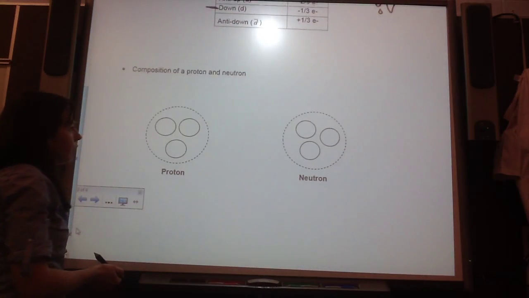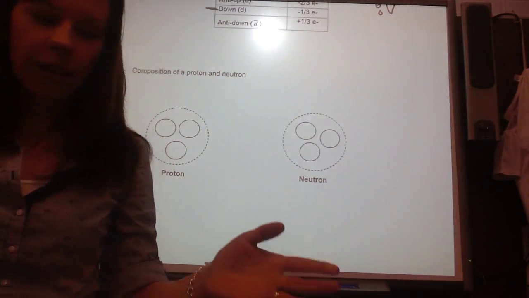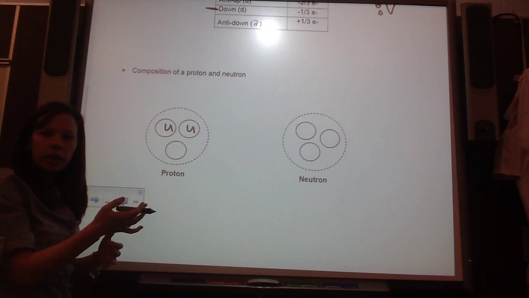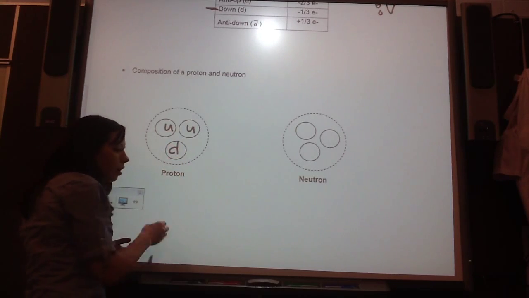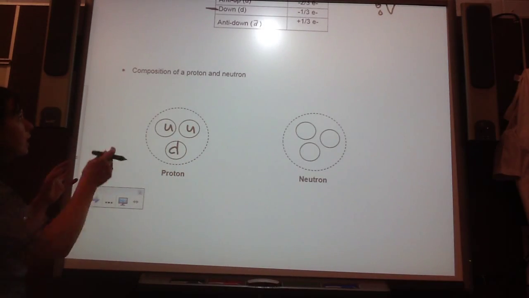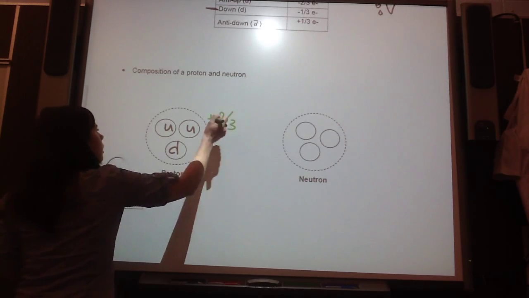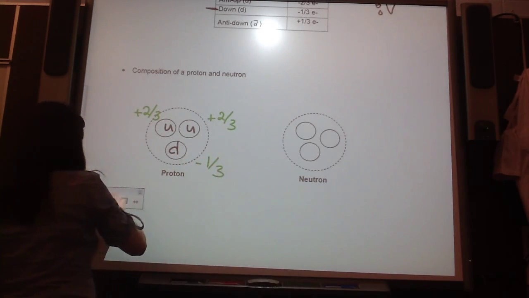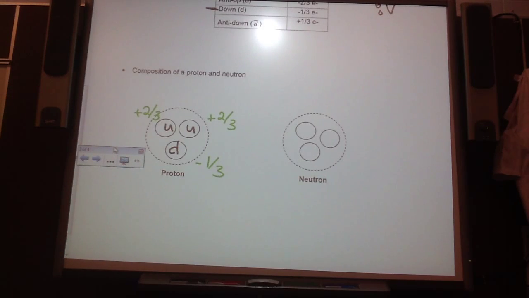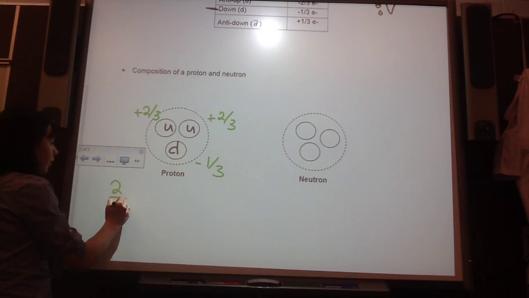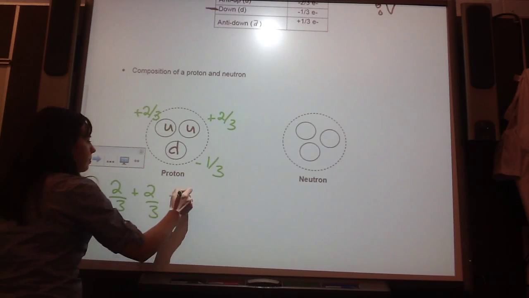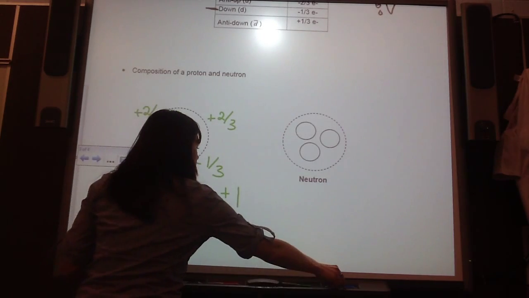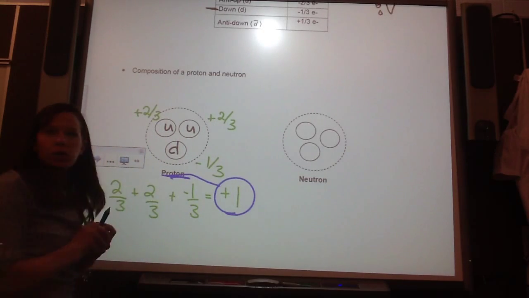When we think about a proton and a neutron, as I said at the beginning of the lesson, the proton has two up quarks, which I'm going to represent with a U now since I know that's its symbol, and it has one down quark. Let's conceptualize what each charge is. The up quark is positive 2/3, and the down quark is negative 1/3. Let's add all of these charges that make up a proton and see what we get. 2/3 plus 2/3 plus negative 1/3, I'm going to get plus 1. Which makes sense because that's what a proton is. It's a charge of plus 1.